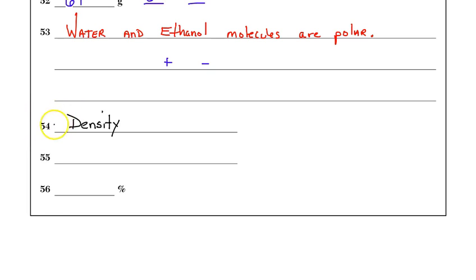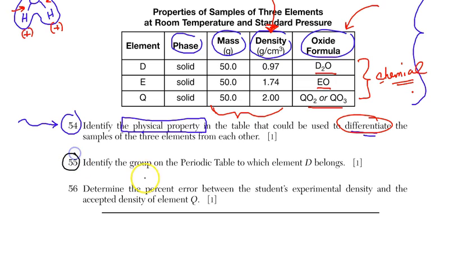And there it is, number 54, right, density. Again, although mass is a physical property too, as volume is, color, and all different others, melting points, density is the best choice, the only one there that was different. Okay, so number 54 is density. Number 55, identify the group.